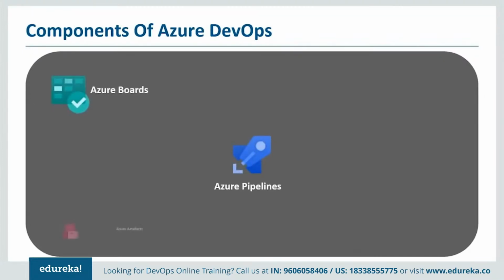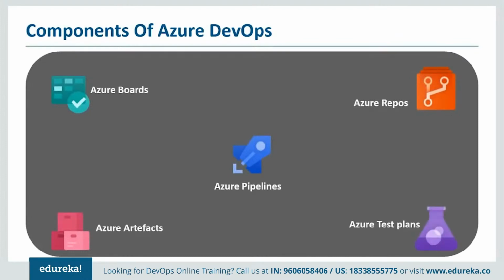So there are 5 different components which are available as part of Azure DevOps. First thing that we need to know is about Azure Boards. There are people who come from the Scrum background. They are coming from the project management background. They know how to create some features. They know how to create epics. They know how to create the stories, they know how to create tasks and all that stuff.